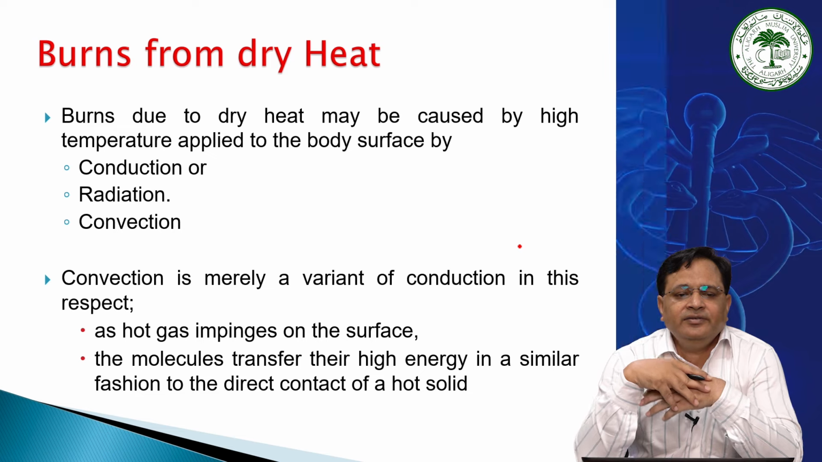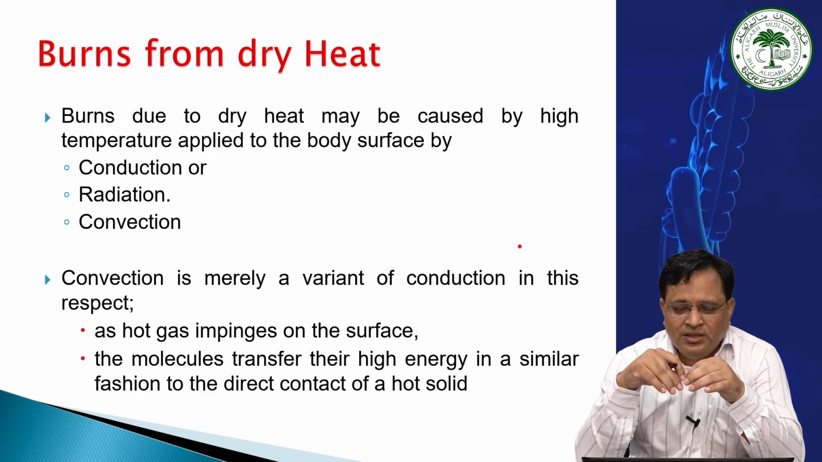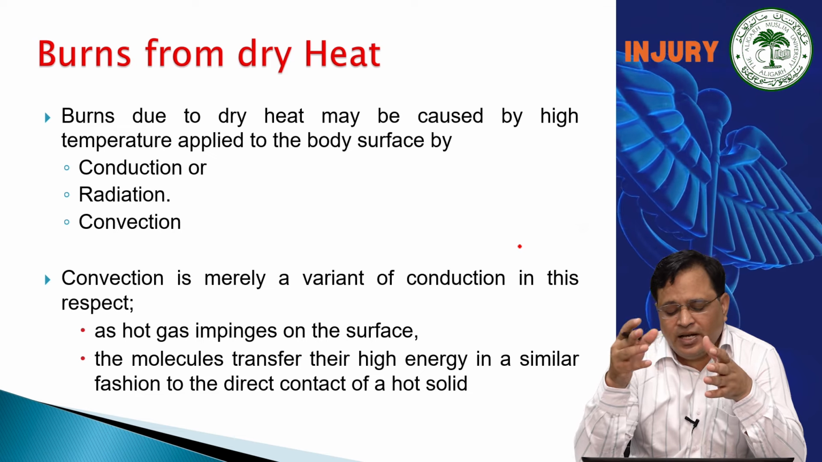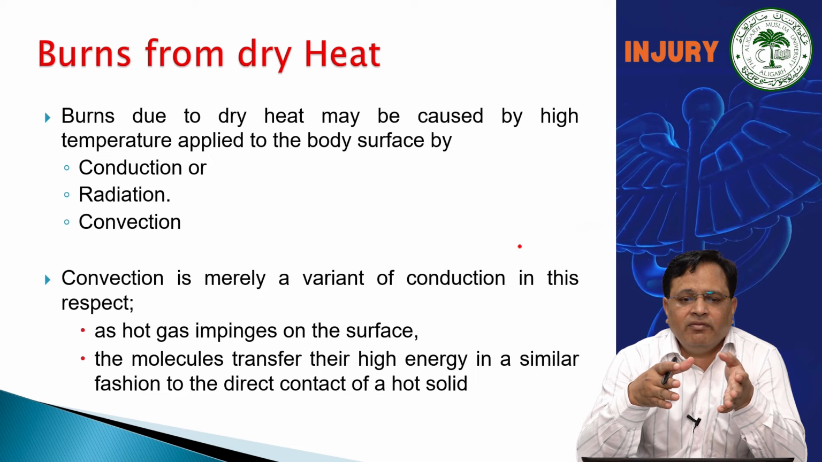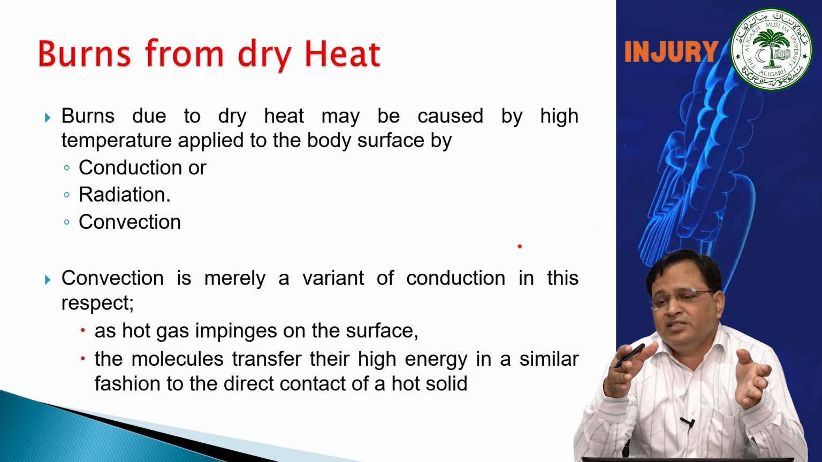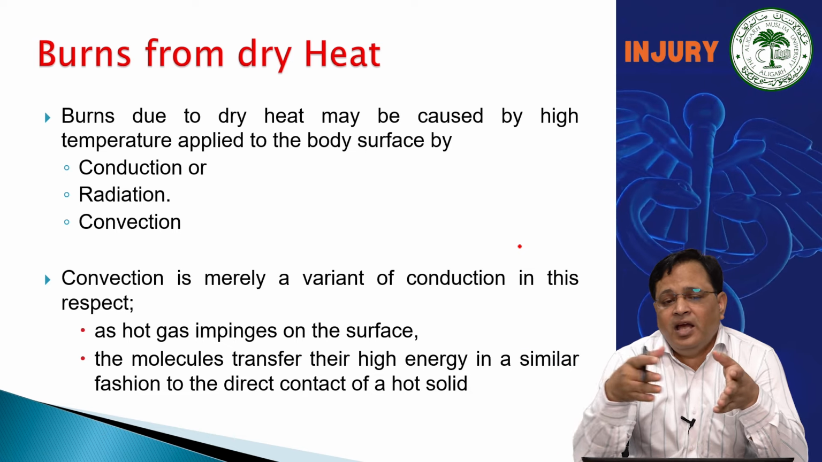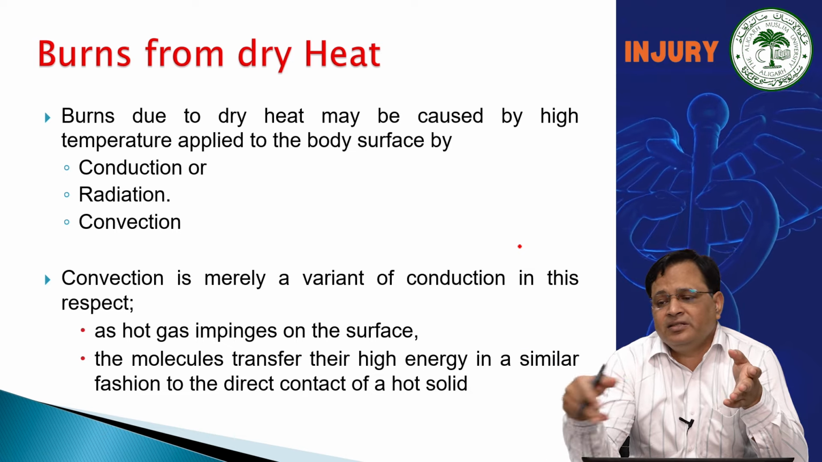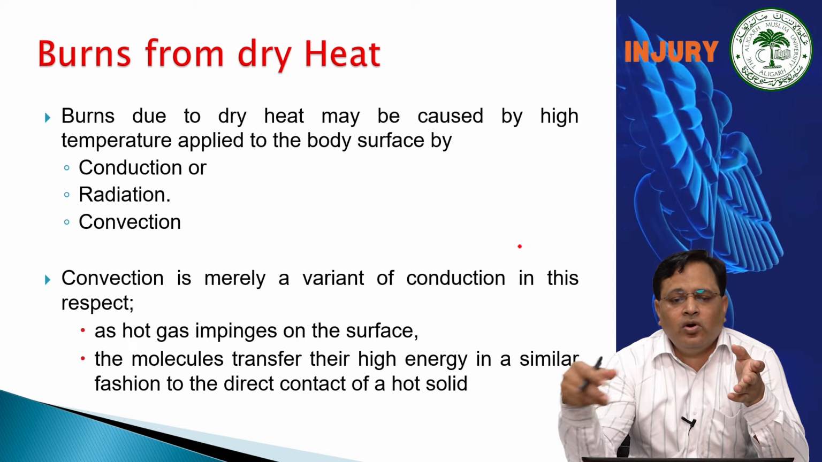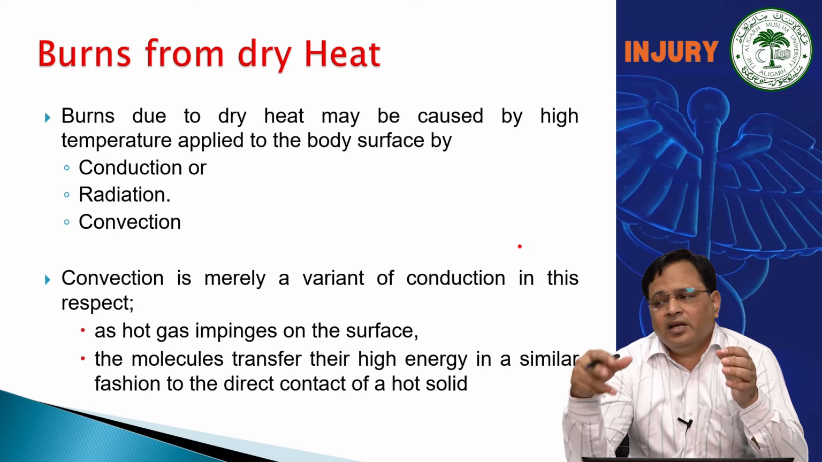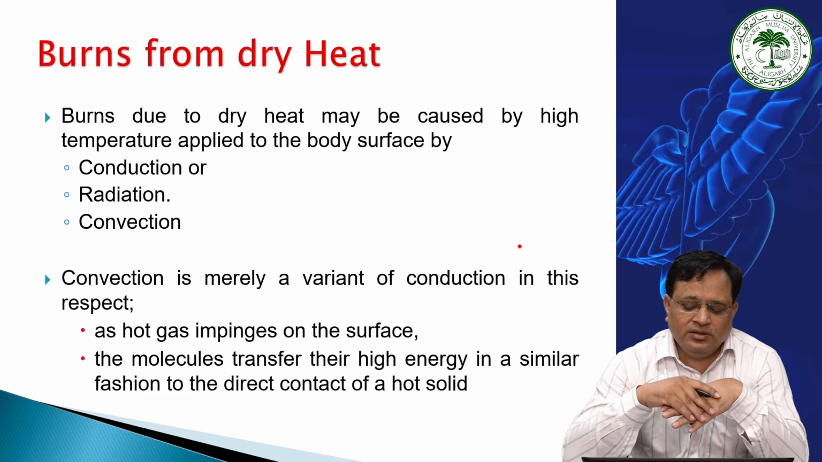Burn from dry heat. The burn due to dry heat may be caused by high temperature applied to the body surface by conduction. It means somebody is in contact with the fire. Radiation means some of the heat energy is transmitted through the air. And convection means air is rotating from hot to cold, hot to cold, then the person may get hot air injuries through convection.